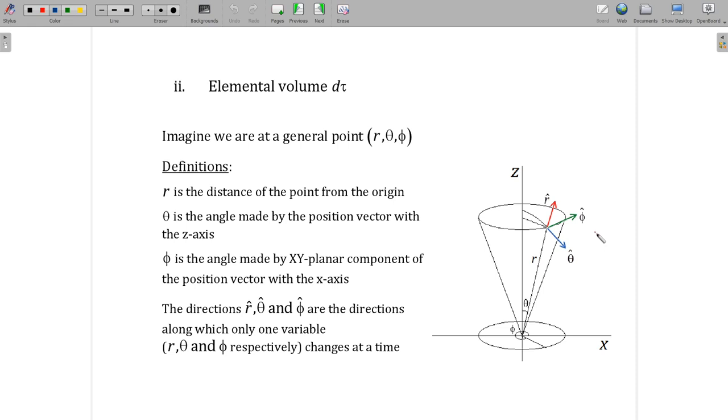So this is essentially what the spherical coordinate system behaves like. r, theta and phi are orthogonal coordinates, so any one of them can be changed at any point, starting from any point in three-dimensional space. Any one of the coordinates can be changed while keeping the other two constant. This is a very important feature of the spherical coordinate system.